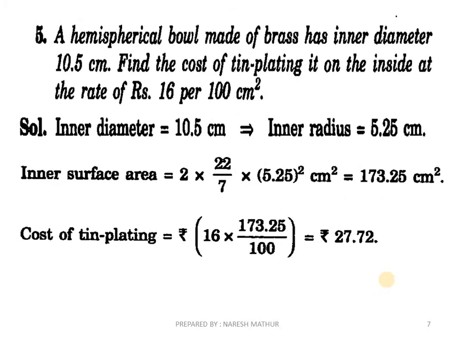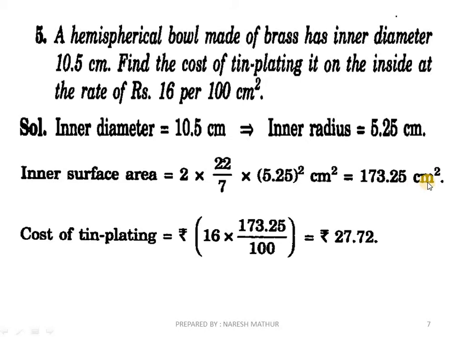In the next one, we are given a hemispherical bowl of brass that has inner diameter as 10.5 centimeter. We need to find the cost of tin plating it on the inside at the rate of 16 rupees per 100 centimeter square. So it's quite simple. We need to find the radius first by dividing the diameter by 2, and after getting the radius we just need to put the value of radius in the formula, that is 2 pi r square. The answer will be 173.25 centimeter square.